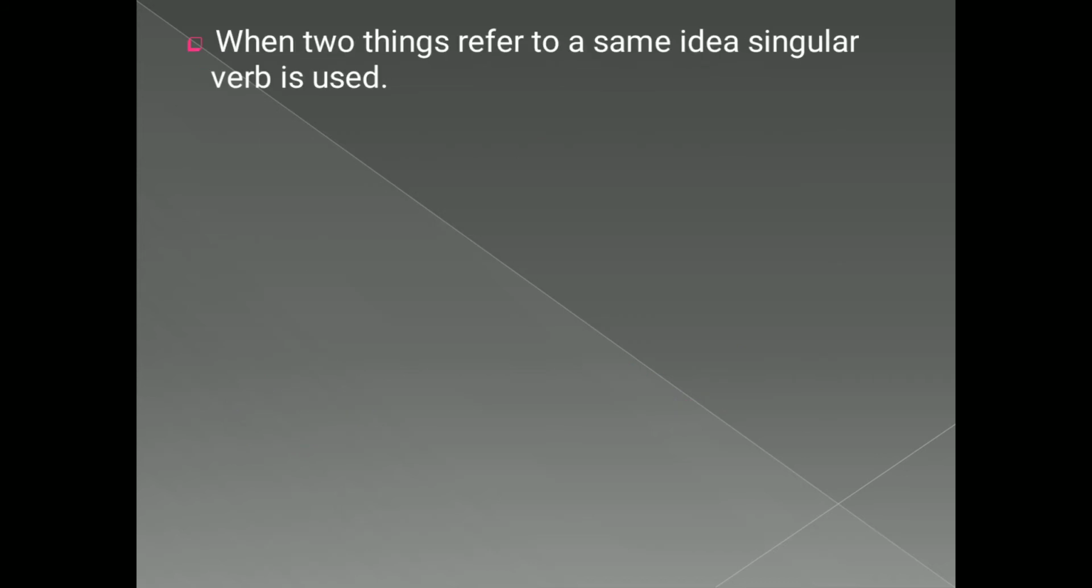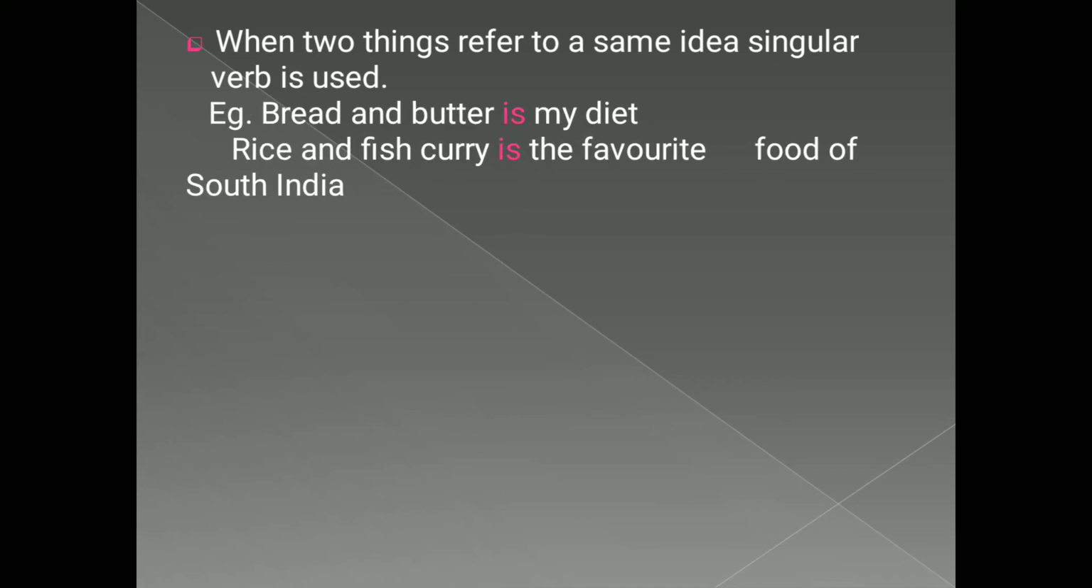And the next one is: when two things refer to the same idea, you have to take a singular verb. Like, bread and butter is my diet. Rice and fish curry is the favorite food of South India. Bread and butter, rice and fish curry, these are two different things, right? But they indicate the same idea. So that is why we are using a singular verb.